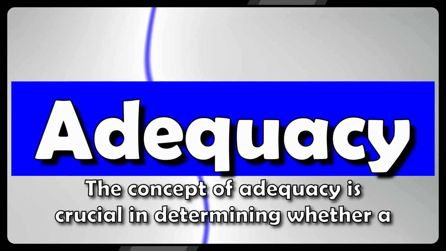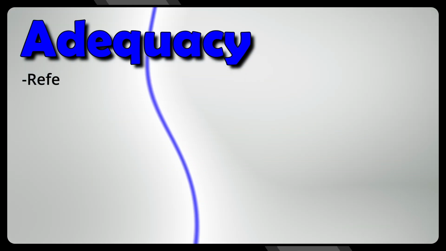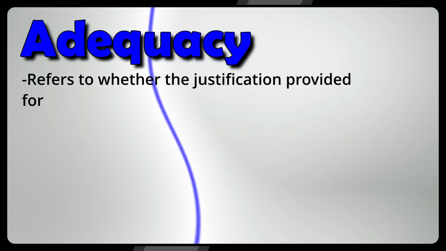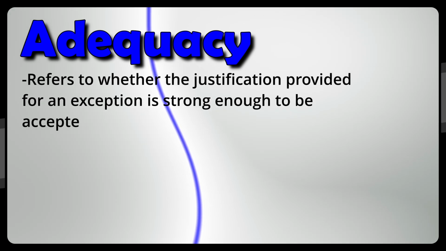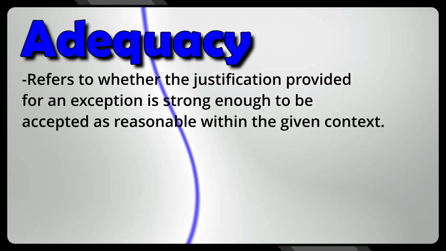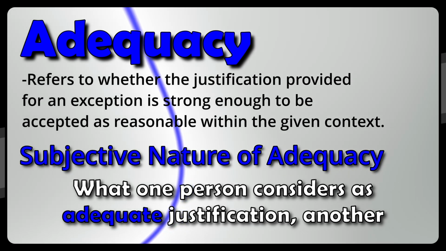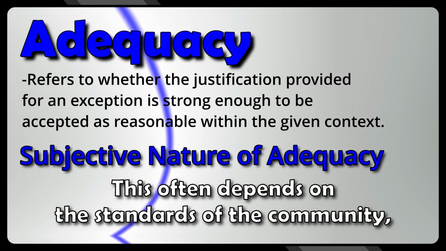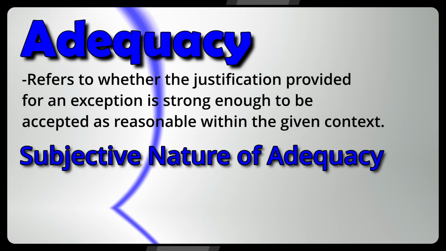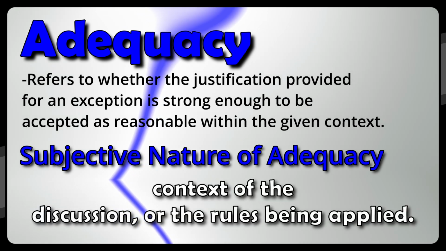The concept of adequacy is crucial in determining whether a special pleading fallacy is occurring. Adequacy refers to whether the justification provided for an exception is strong enough to be accepted as reasonable within the given context. What one person considers adequate justification, another might view as insufficient. This often depends on the standards of the community, the context of the discussion, or the rules being applied.